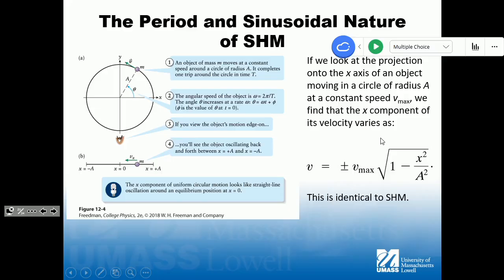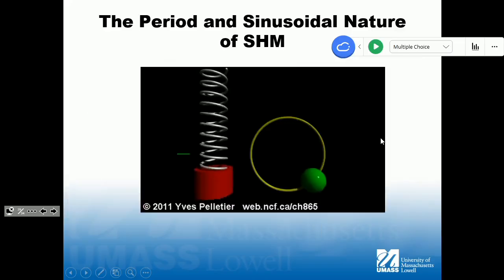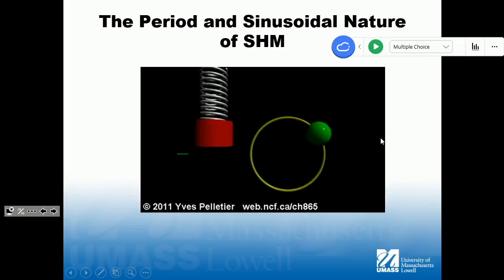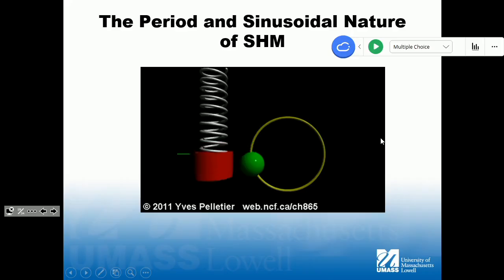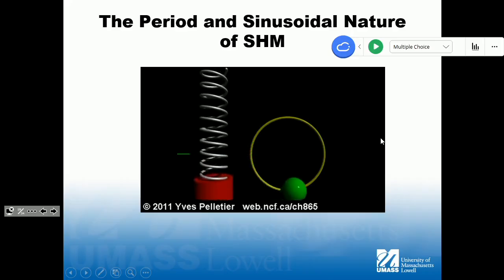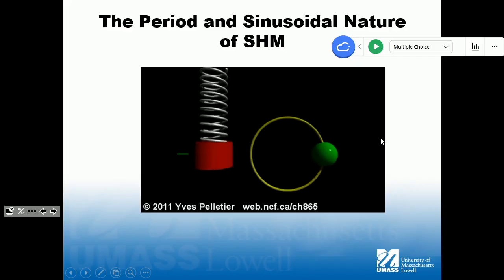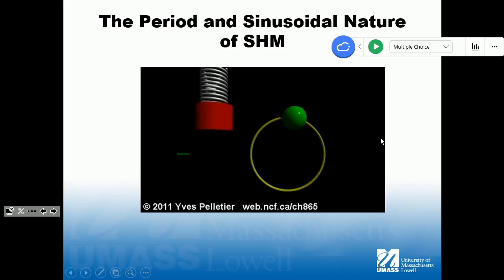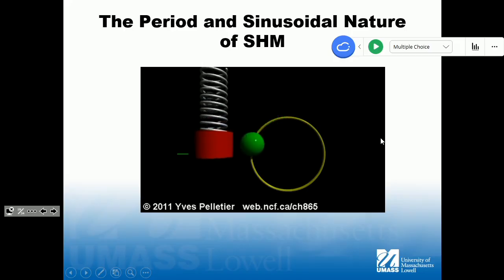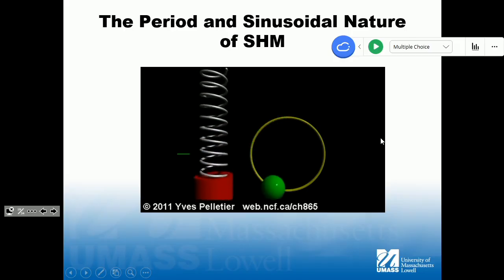Now the reason this is important is that if we can relate circular motion to simple harmonic motion, I can find the amount of time taken for an oscillation. Because if you look at this curve again, the amount of time taken for that thing to go up and down, one complete oscillation, is the same as the amount of time taken for that ball to move in a circle once. This makes sense?